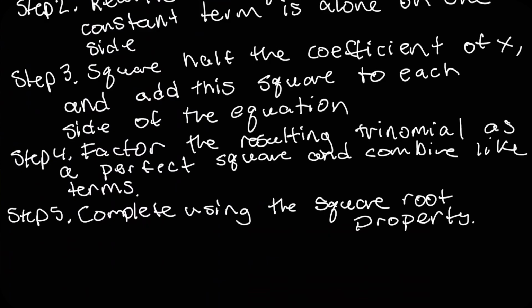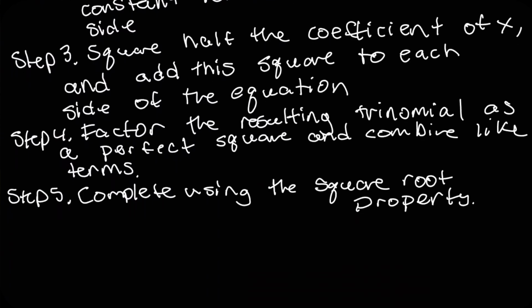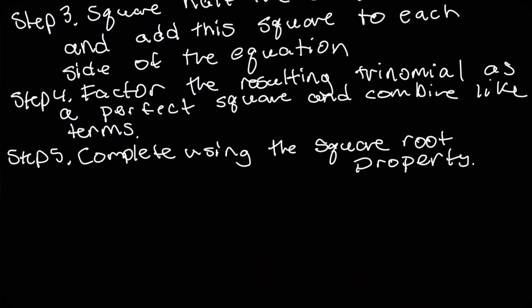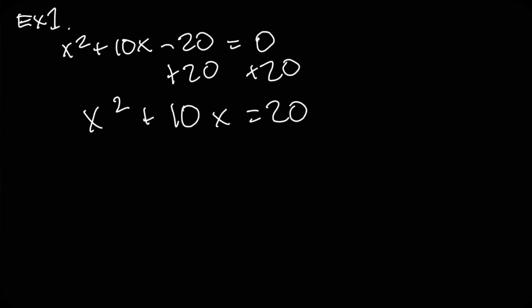So our next step says to square half of the coefficient of x. And then we're going to go ahead and add this square to each side of the equation. So let's go ahead and look at this. Our coefficient of x is 10. So let's go ahead and see what this will be. We want to square half of it. So 10 divided by 2 squared. That will give us 10 divided by 2 is 5, and then squared will be 25.